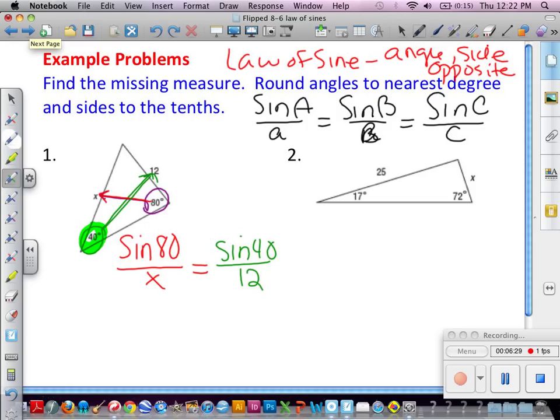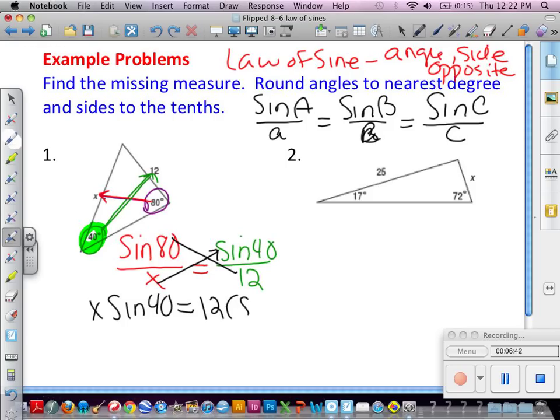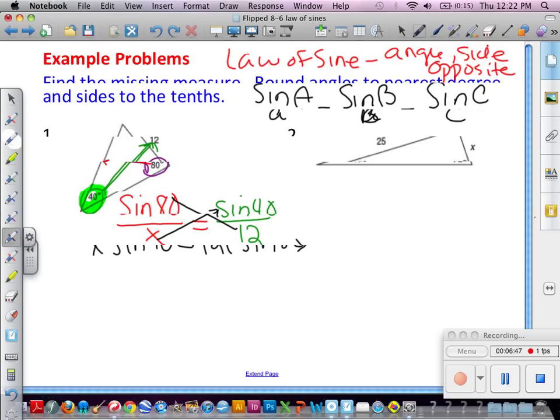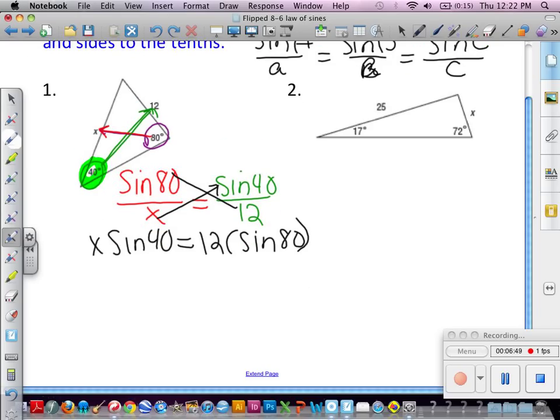At this point, you're going to cross multiply. So I'm going to go x times sine 40 equals 12 times sine 80. Your goal is to get x alone. Here's my x. So I need to move my sine 40, and people, you need to show this algebra. Please do not skip steps.